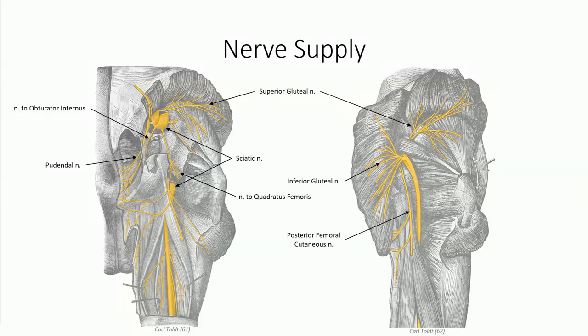That does it for this segment on the gluteal region. Next up, we'll move our way further into the lower limb by looking at the anterior and lateral compartments of the thigh.